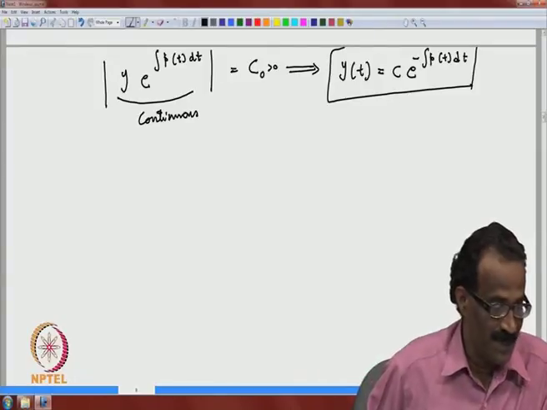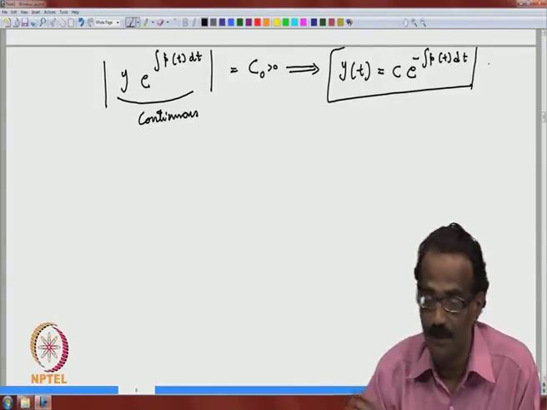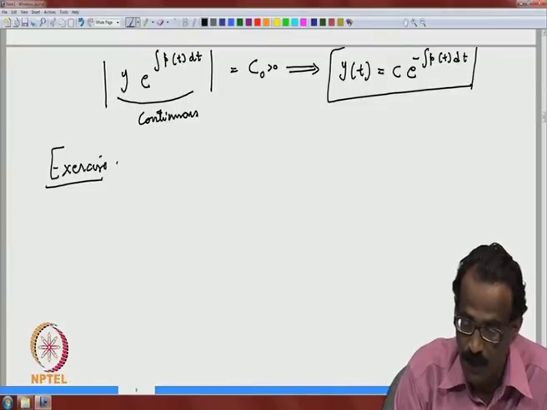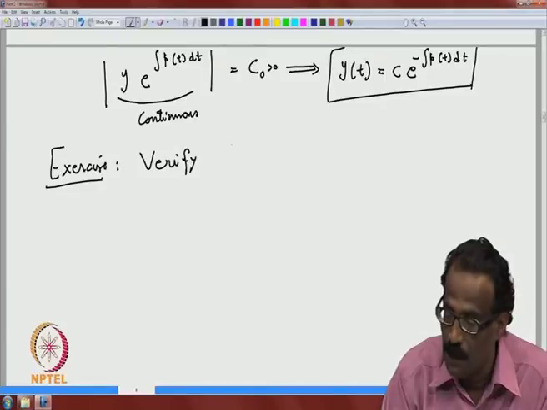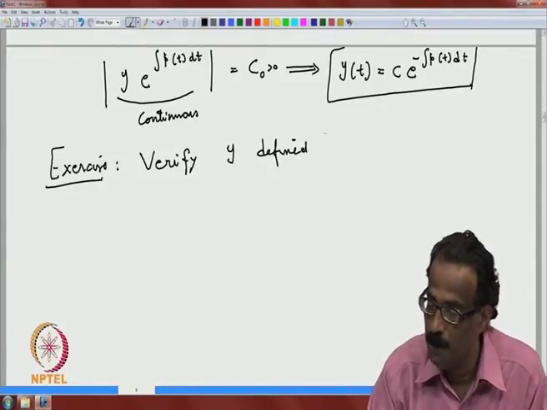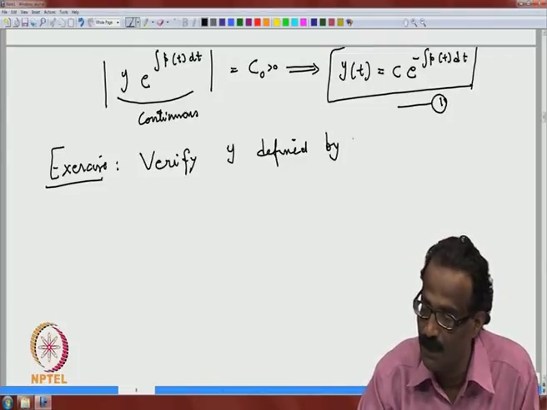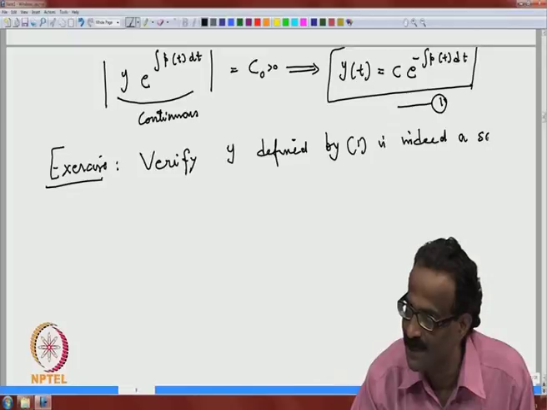So, you have a solution. As a simple exercise, you can verify that y defined by (1), as I call it, is indeed a solution.